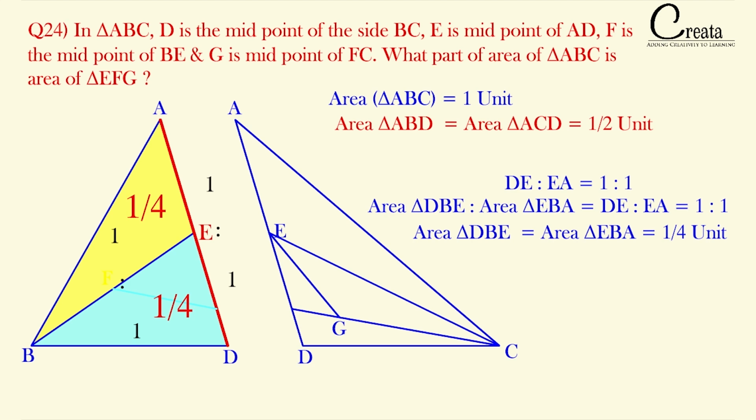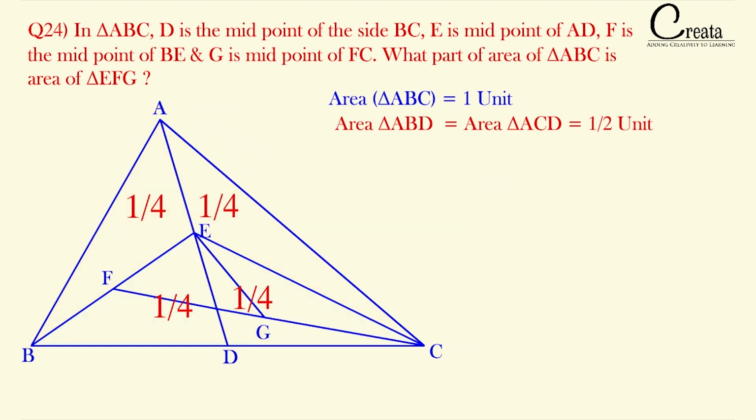Similarly, if we observe the triangle ADC, the same fundamental will be applicable. Here E is the midpoint of AD, that is AE is equal to ED. So the areas of both of these triangles will be equal to each other, that is the ratio will be 1:1. And the area of this complete triangle is half unit. So we got the area of both of these triangles as 1/4 unit. Got it? Moving further, the area of this triangle is 1/4 unit and the area of this triangle is 1/4 unit.